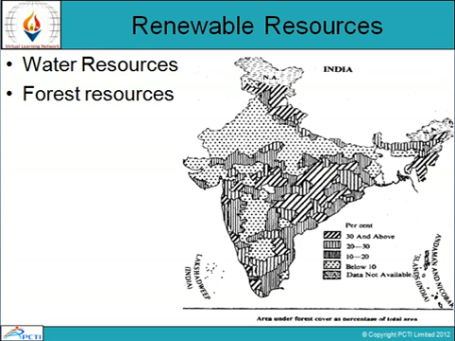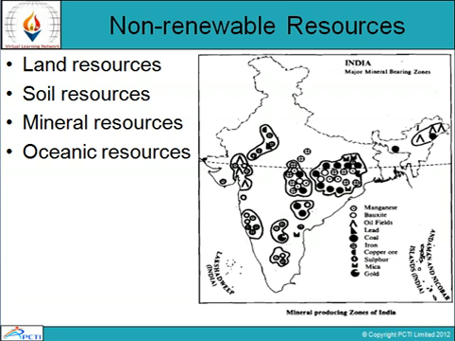So the picture shows the renewable sources where they are actually located. In this map you can see water resources and forest resources as well. Non-renewable resources that we can see in this picture, these are land resources, soil resources, mineral resources, and of course oceanic resources. So in this map you can see in which part they are found.